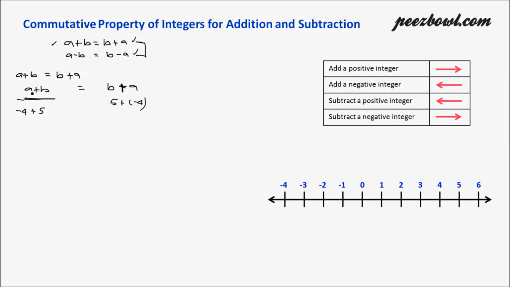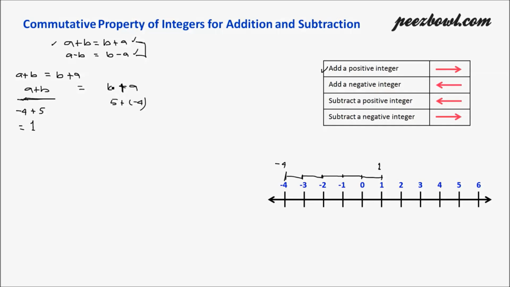So let us solve a plus b first. As we are adding a positive integer, we need to move right on the number line. Let us find out where we have -4. We have -4 here. I need to move 5 units right on the number line. 1, 2, 3, 4 and 5. After moving 5 units right, we reach 1. So a plus b, that is -4 plus 5, is 1.